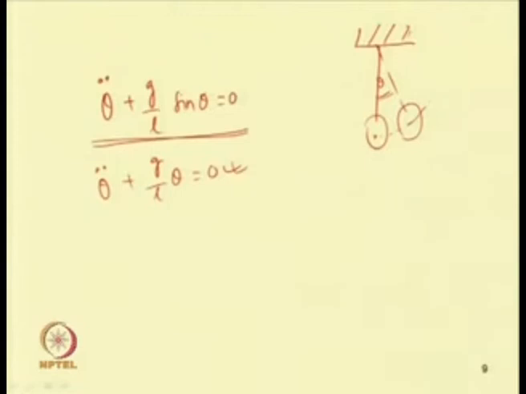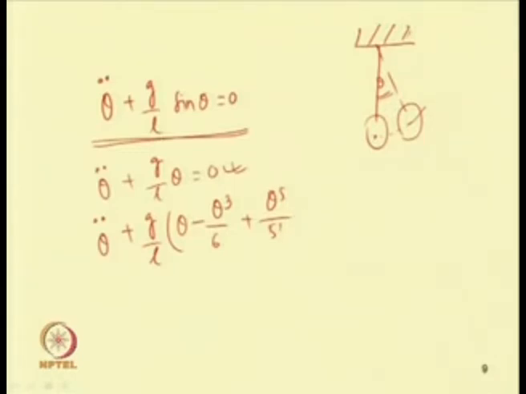This equation can be written in this form, that is theta double dot plus g by L, and sin theta we can write as theta minus theta cube by factorial 3 plus theta to the 5 by factorial 5. In this way we can write, and one can write the higher order terms also.